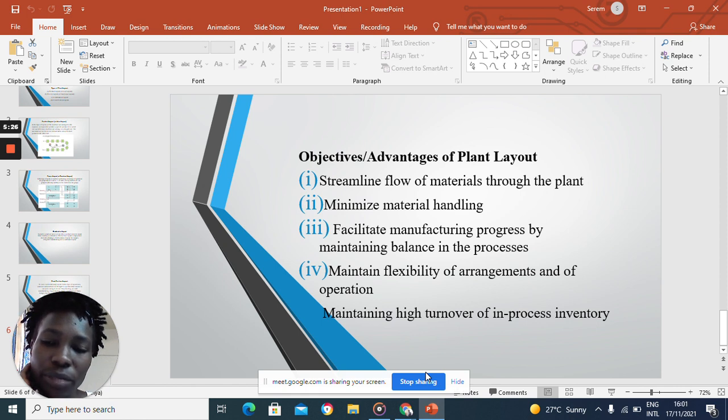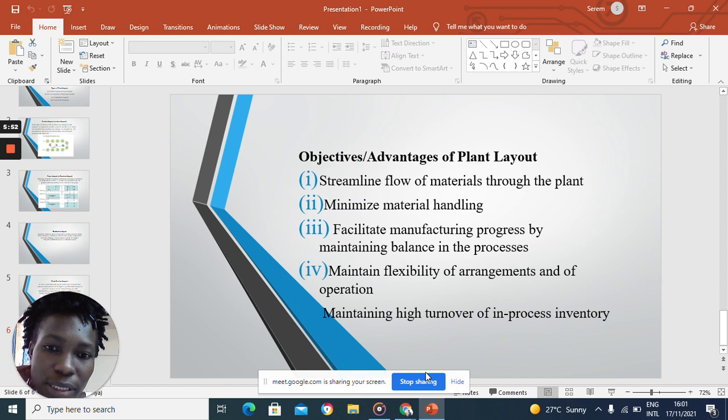Secondly, we want to minimize material handling. When you talk of material handling, this is the process of moving materials from one place to another. So if you choose a good layout or an adequate layout, you'll be able to move the materials from one process to another without handling that material too much. Remember, when you have too much handling of materials, it can lead to contamination and cross-contamination of the materials.